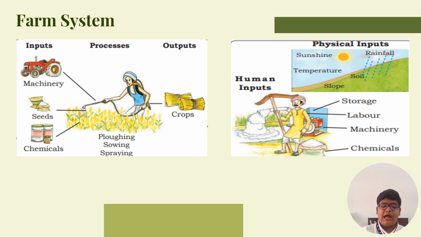Farm system. Agricultural farming can be looked at as a system. Seeds and fertilizers are important inputs. Plowing, sowing, irrigation, weeding, and harvesting are some of the operations involved in agriculture. The output from the system includes crops, wool, dairy, and poultry products.